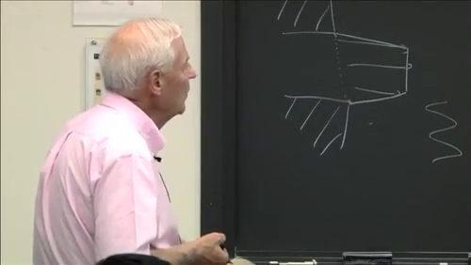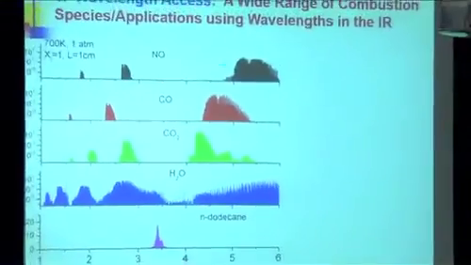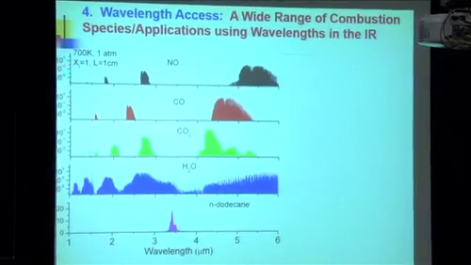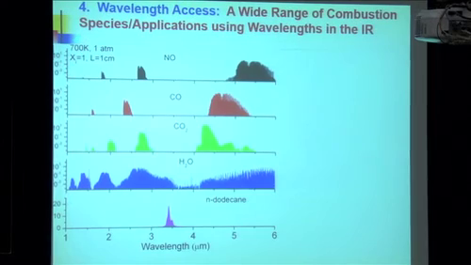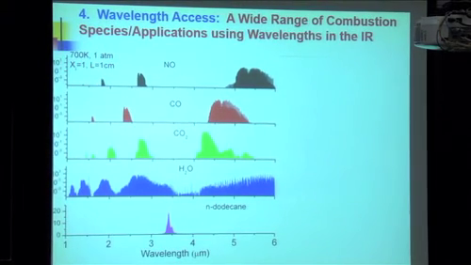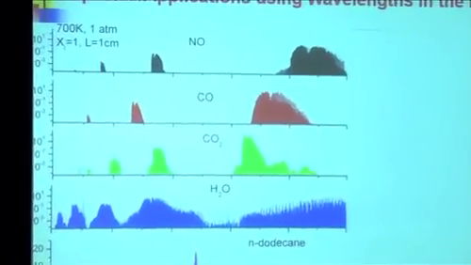Now, what kind of wavelengths can we cover with this kind of technology? And what species do we care about? So if you're an NO person, this is wavelengths now. These are the strengths of the transition at 700 Kelvin, 1 atmosphere, 1 centimeter path length. I can't really read these numbers. Vertical is stronger. So NO has, this is the so-called, what is this band called?